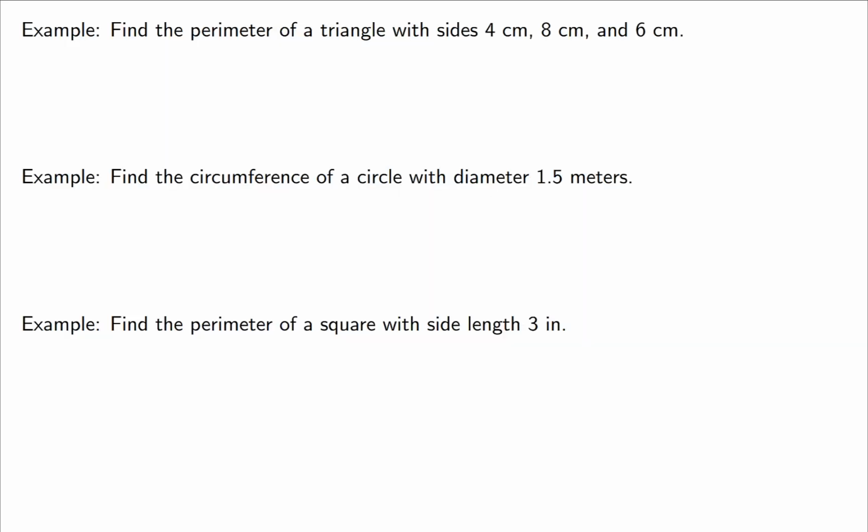Let's apply these concepts in the following examples. Find the perimeter of a triangle with sides 4 centimeters, 8 centimeters, and 6 centimeters. If I were to draw that, it would look something like this. And to find the perimeter, we'll just add up the 3 sides. 4 plus 6 plus 8 is 18 centimeters.